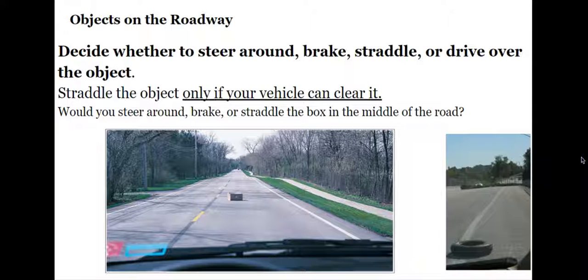Again, we just talked about emergency swerving, and that's where you see objects in the road. Decide for yourself whether it's going to be better to steer around it, brake, or drive over the object. Straddle it only if you know for sure you can clear it. You don't know what's in that box. You don't necessarily know what's happening in there. And straddling it, if you don't know if it's going to clear under there, you don't know how it's going to beat up the underbelly of your car.